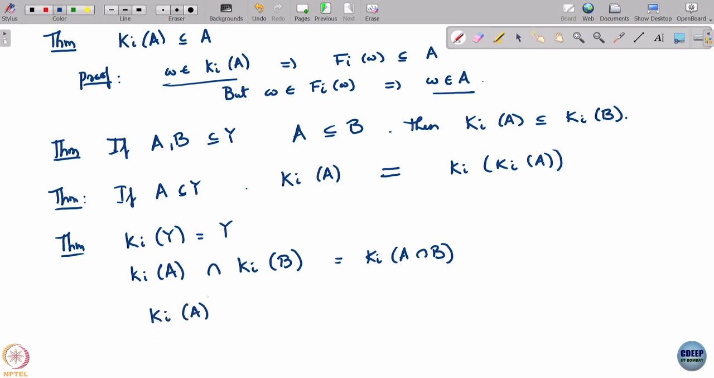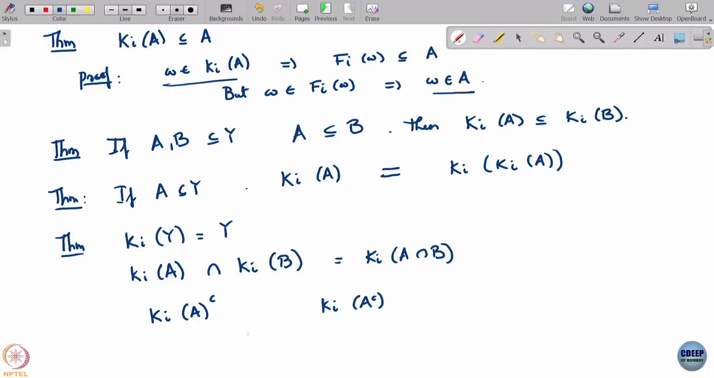First, I'll just write this out. You tell me if there is any difference between these two: Ki of A, the whole complement, and Ki of A complement. This is just for clarity. The left hand side is the set of states of the world in which player I does not know A. The right hand side is the states of the world in which player I knows that A has not occurred. These are two very different things. So there is no obvious relation between the two.